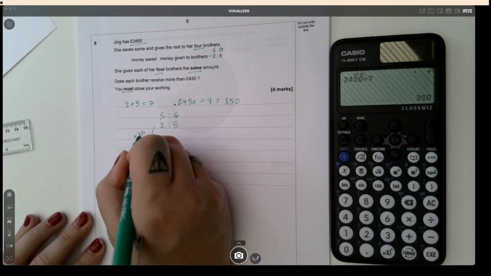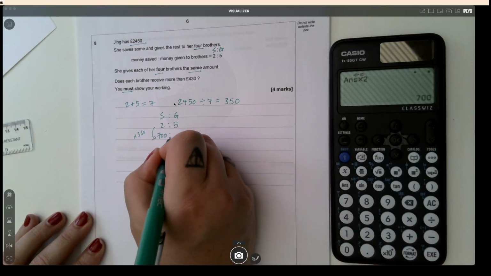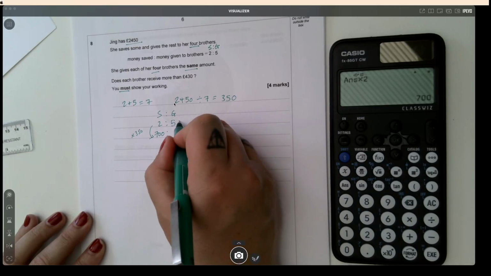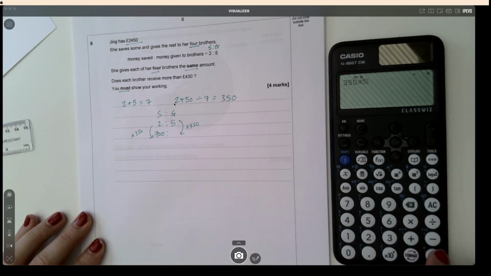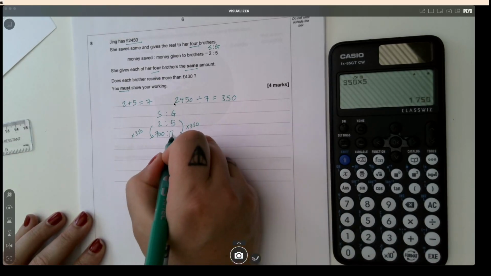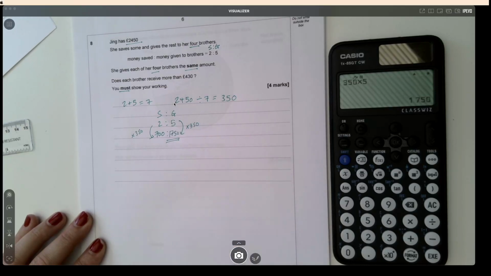So we have our ratio of saved to given as 2:5. 2 times 350 is 700. So that's £700 saved. 5 times 350 is 1,750. So that's how much has been given away.